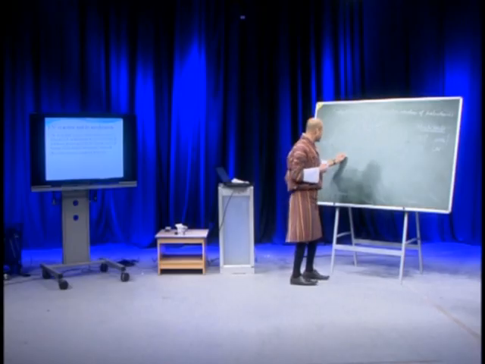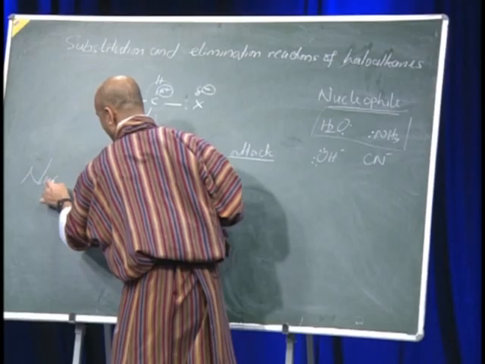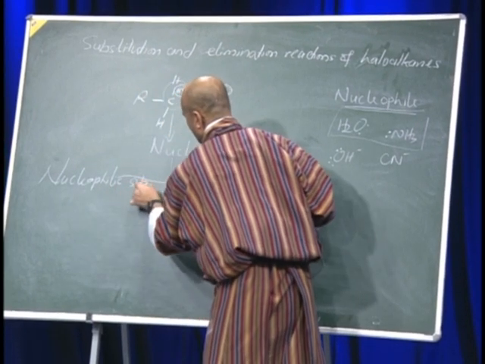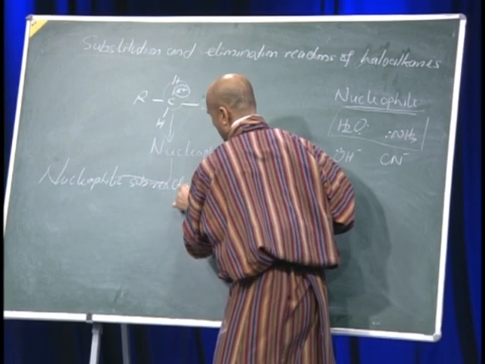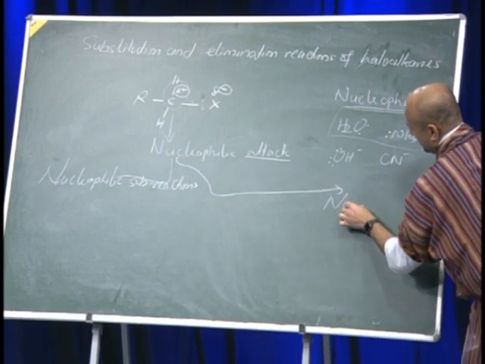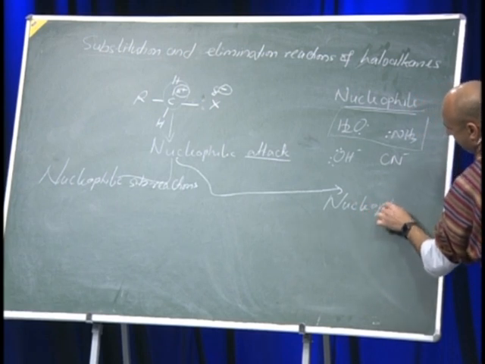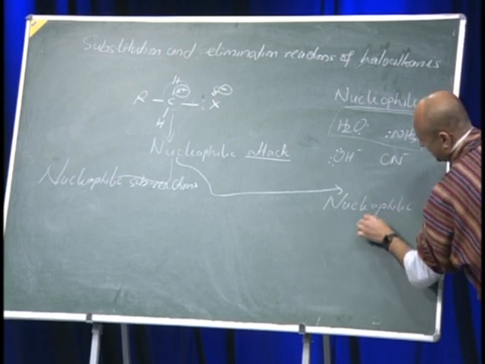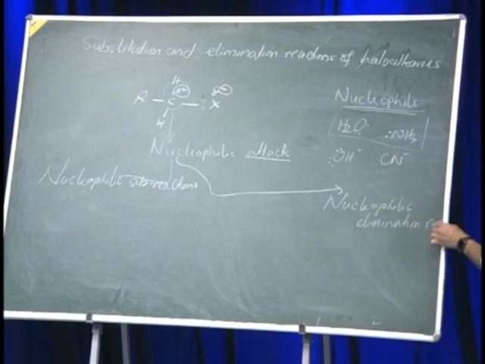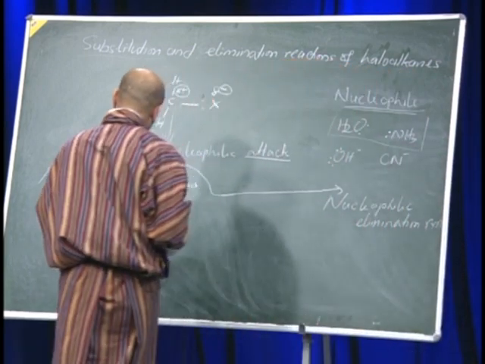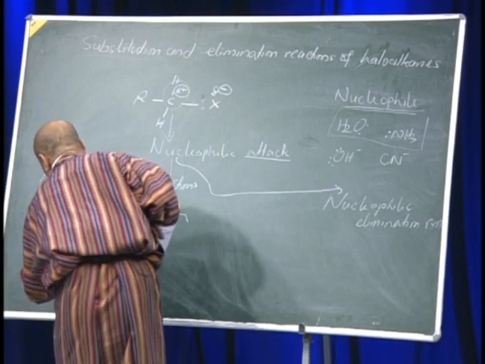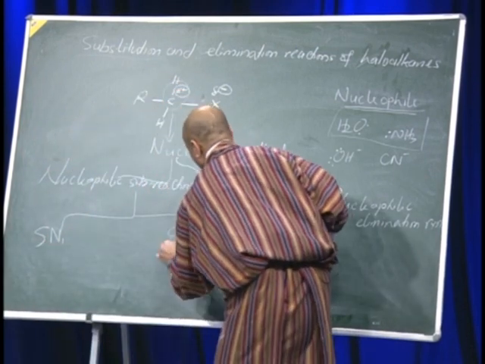Hence, it can undergo nucleophilic substitution reaction, or it is susceptible to undergo nucleophilic elimination reactions. Now, nucleophilic substitution reactions, again, as we have discussed, are of 2 types, that is SN1 and SN2.